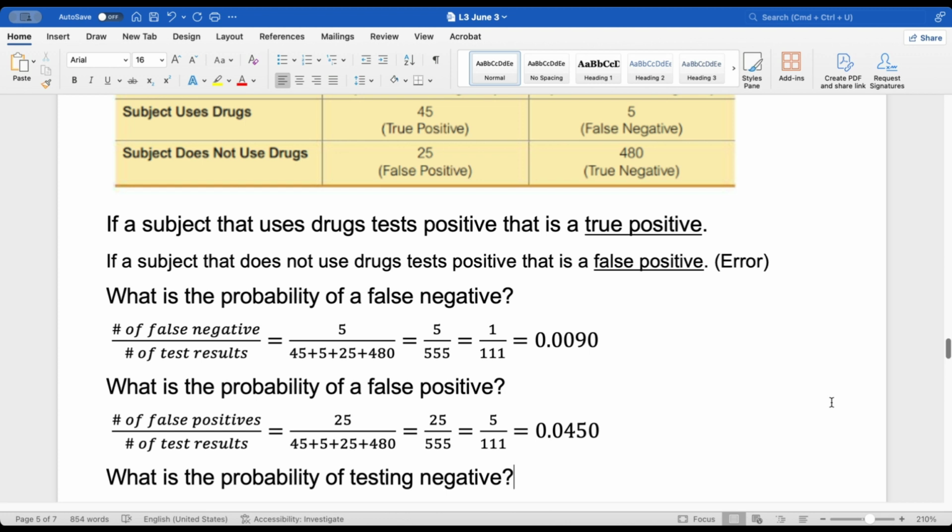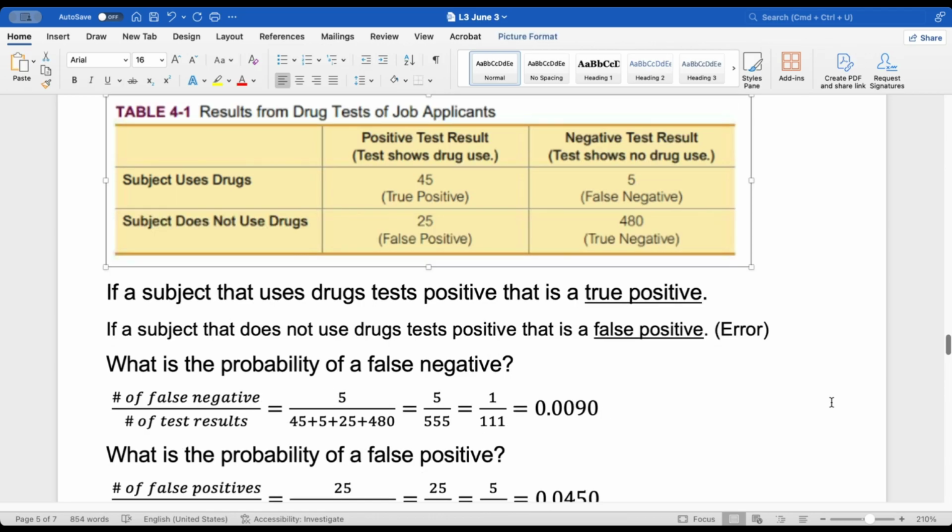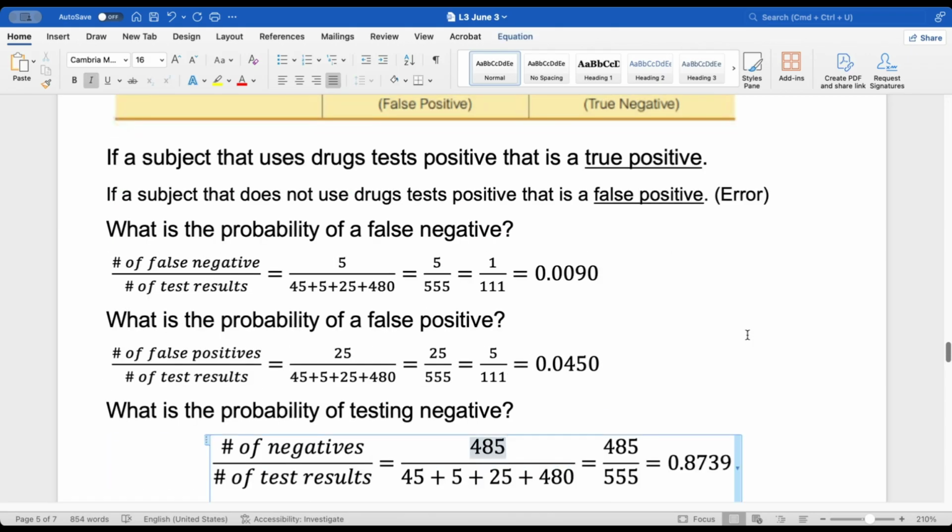Now, next part here, what is the probability of testing negative? To calculate testing negative, we have to add up the column here of the negative test results. So that's 5 plus 480. That's going to be 485 divided by the grand total of 555. And that in decimal form is 0.8739.